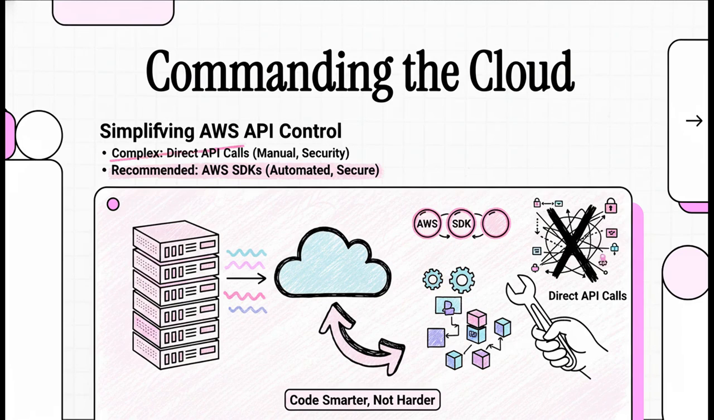All right, so you're ready to move past the AWS console and start really controlling the cloud directly from your code? Well, in this explainer, we're going to dive deep into the AWS API. That's the engine that powers all the automation, and we'll figure out the absolute best way to command it.